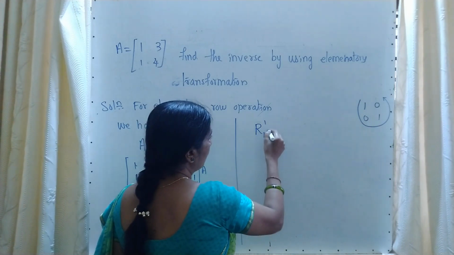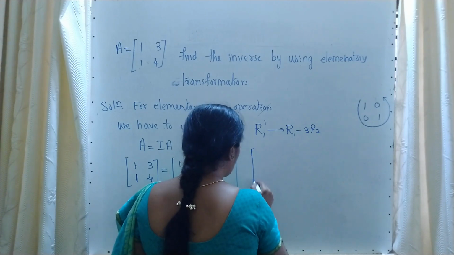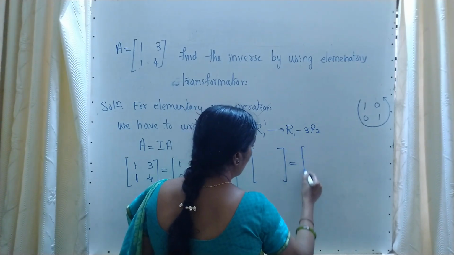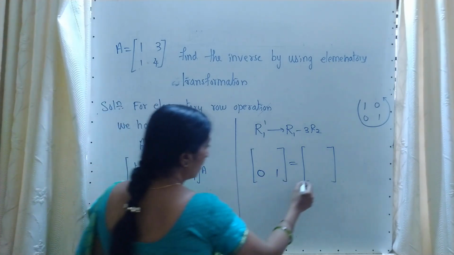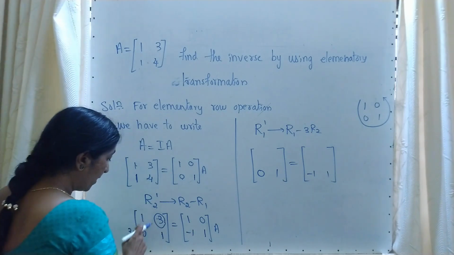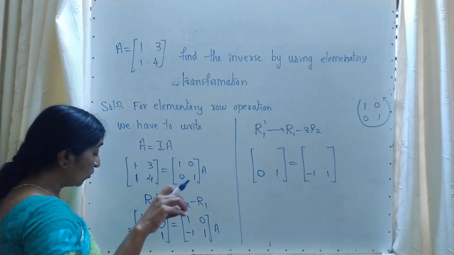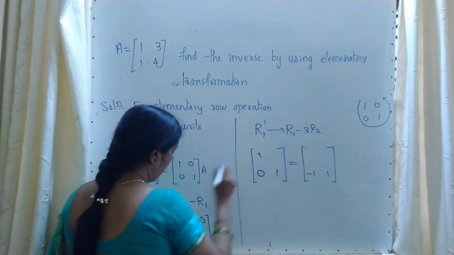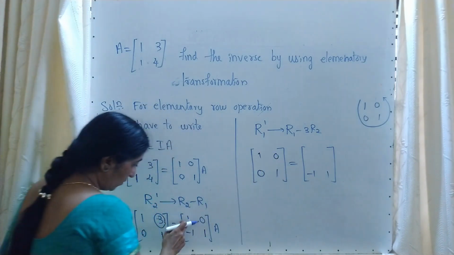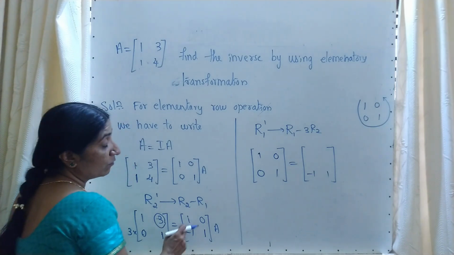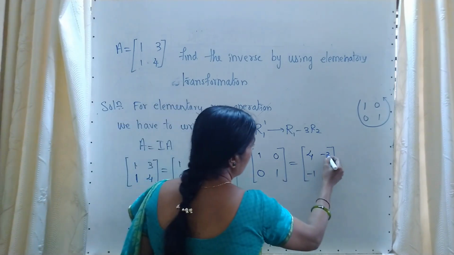Our 3 is present in the first row. That's why we are changing the first row like this. Keep the second row elements as they are on both sides. So it is 0 1 and this is minus 1 1. Now 1 minus 0, because each number of the second row is multiplied with 3. Solve it in your mind. 1 minus 0 is 1. Next 3 minus 3, because 1 is multiplied with 3. Next 1 minus into minus 3, plus 1 plus 3, 4. Then 0 minus 3 is minus 3.